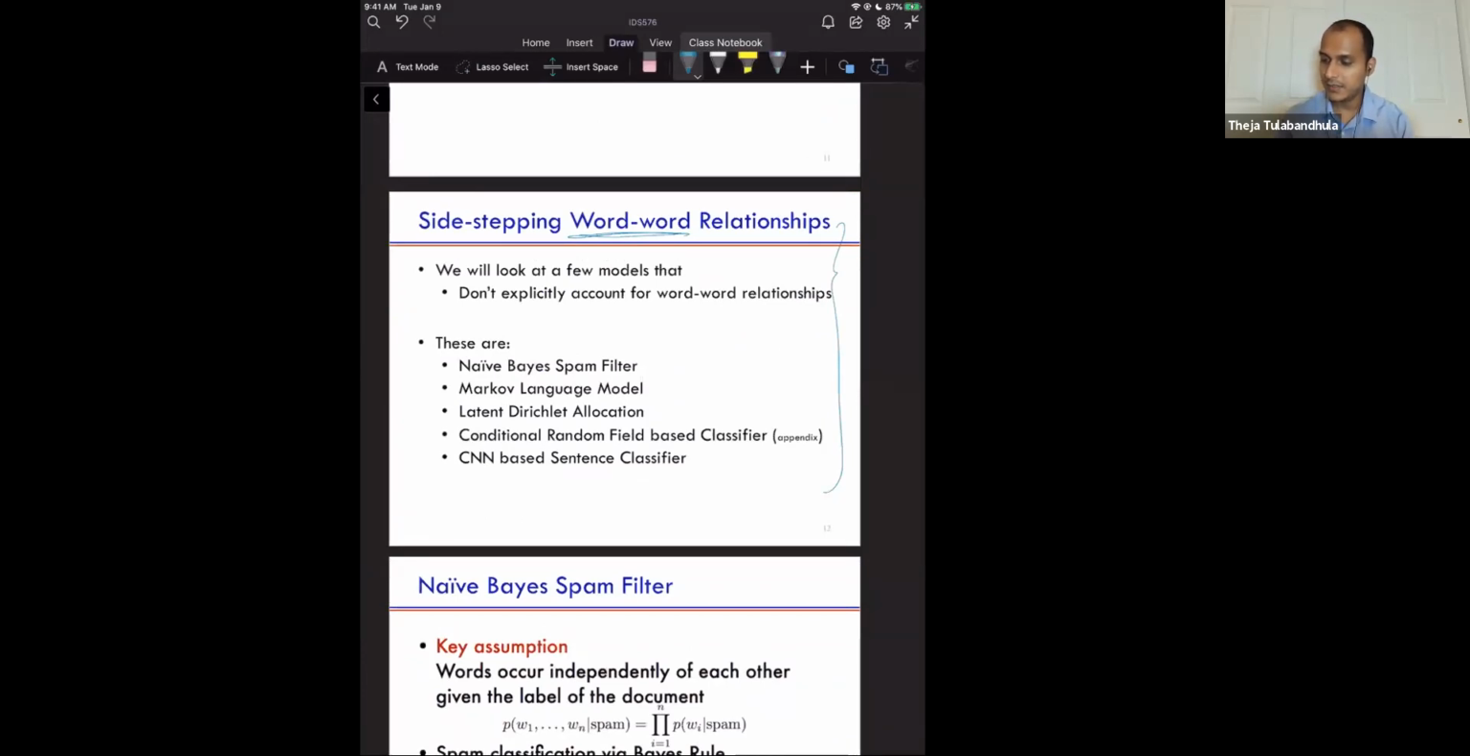So let's look at a few concrete models and tasks. We're going to look at a naive-Bayes model, and this is just a recap. Many of you must have seen naive-Bayes models before. This is a classification task, and the specific task is going to be spam filtering. The next example is building what is called a language model.